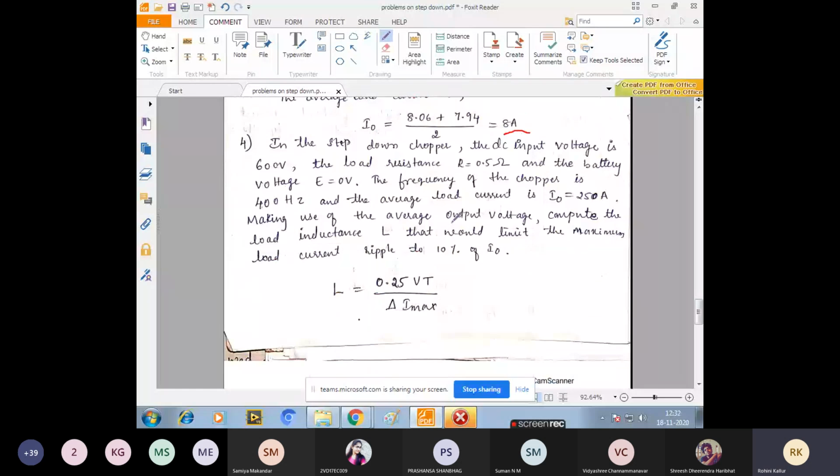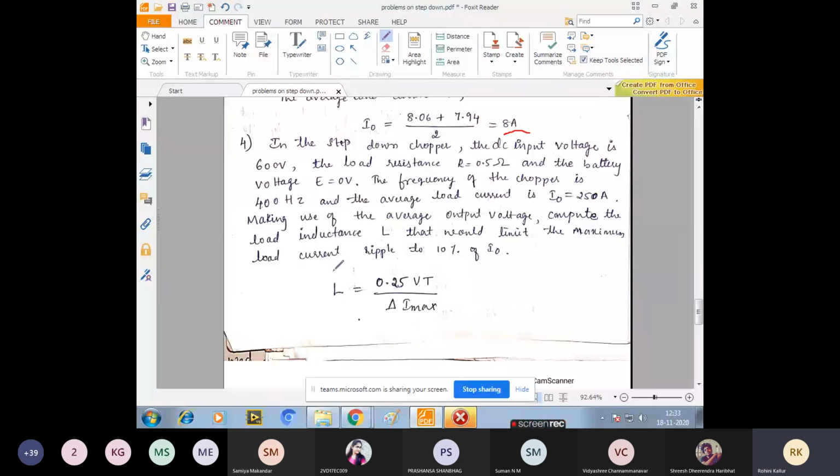In a step down chopper, the DC input voltage is 600 volts. Okay, this is Vs, and the load resistance is 0.5 ohms, that is R, and the battery voltage is E, which is equal to 0 volts. Okay, the frequency of the chopper is 400, that is F, and the average load current is I0, which is 250 amperes. Okay, making use of the average output voltage, compute the inductance, that is L, that would limit the maximum load current ripple to 10% of I0.